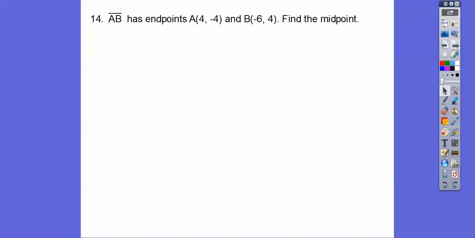Total coincidence. Okay, so segment AB has endpoints 4, -4, and -6, 4. Find the midpoint. Here's the midpoint formula. Okay, my students need to know that. You need to have that memorized. You're going to see that again in IM2 and again in IM3 and pre-calculus and calculus. So I'm asking you guys to memorize that right now. Same with distance formula, okay?